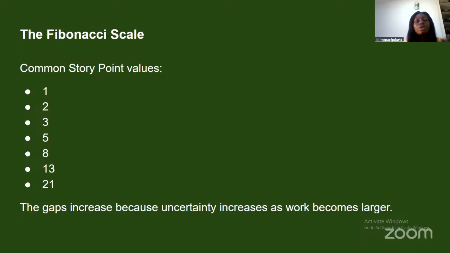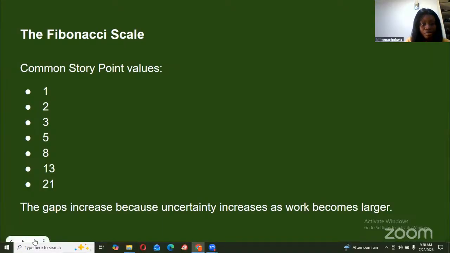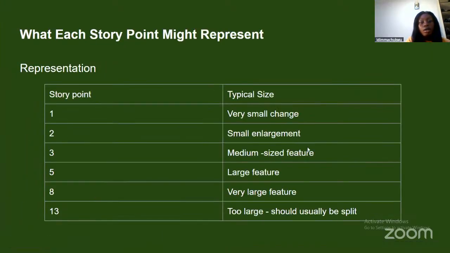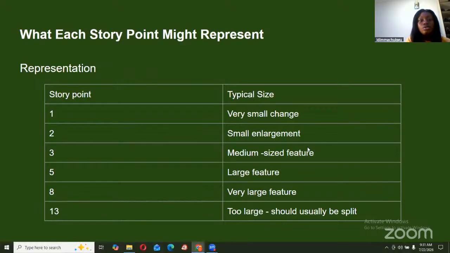But the very common one that Scrum teams use is the Fibonacci scale, where you have 1, 2, 3, 5, 8, 13, and 21. And the gap increases because the uncertainty increases as work becomes larger. Now the representation of each of these story points.